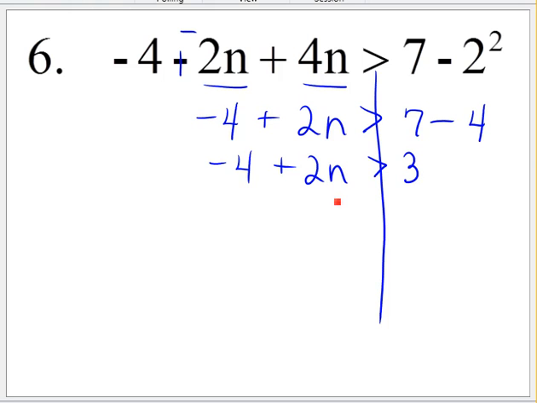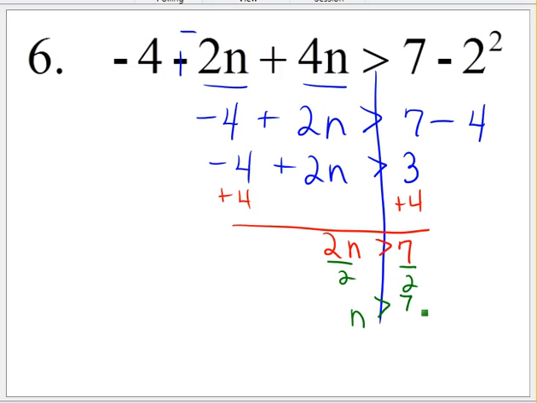First step to solve for n is to get rid of that -4 by adding 4 to both sides. That gives me 2n is greater than 7. I'm now going to divide by a positive 2 on both sides. Dividing by a positive on both sides means I do not flip the sign.